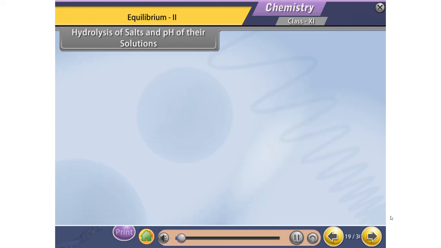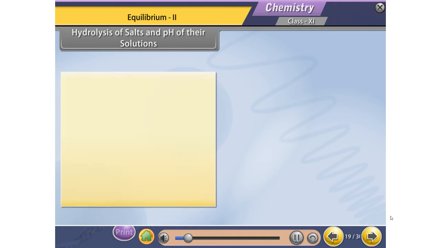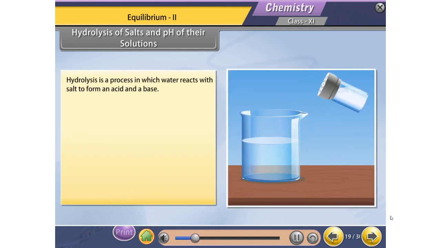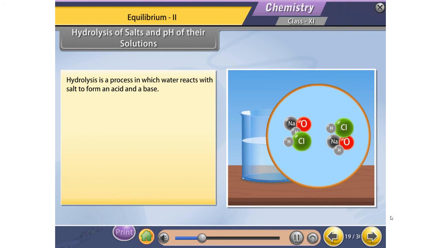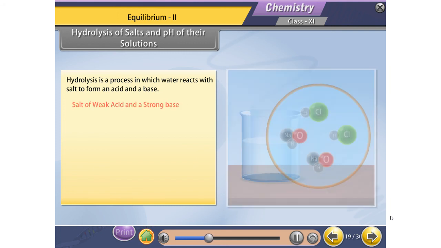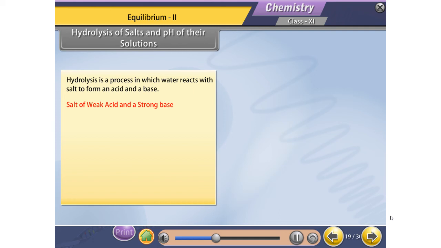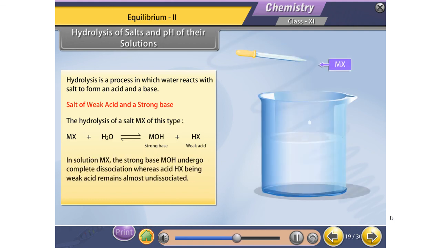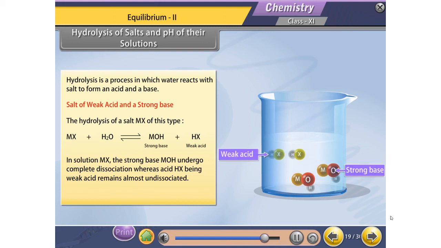Hydrolysis of salts and pH of their solutions. Hydrolysis is a process in which water reacts with a salt to form an acid and a base. Salt of a weak acid and a strong base: the hydrolysis of a salt MX of this type. In solution, the strong base MOH undergoes complete dissociation, whereas the acid HX, being a weak acid, remains almost undissociated. The pH of the solution of this type is more than 7.